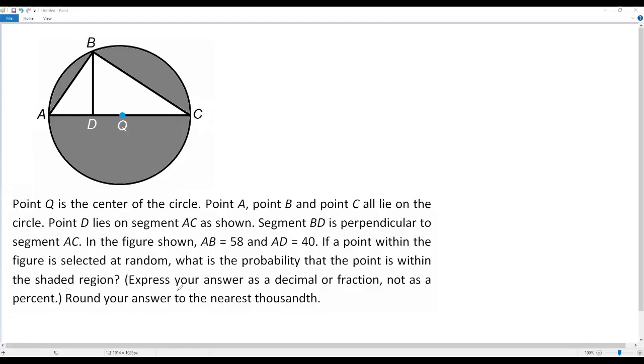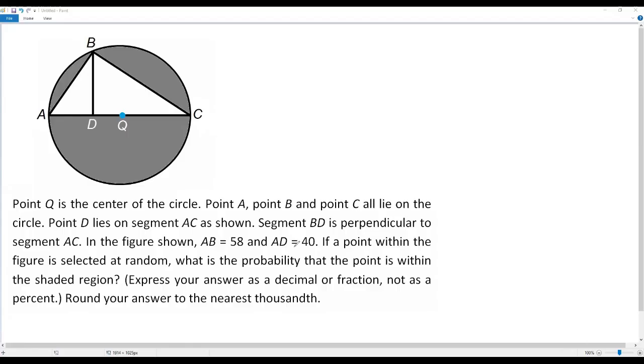Okay, here we select a point at random within the given figure. Actually, the given figure is a circle. Since a point is selected at random within the circle, the area of the circle should be considered as the sample space. The area of the circle should be written in the denominator. And in the numerator, we have to write the thing for which we have to find the probability. Actually, they are asking us to find the probability that the point is going to be within the shaded region. Then we have to write the area of the shaded region in the numerator.